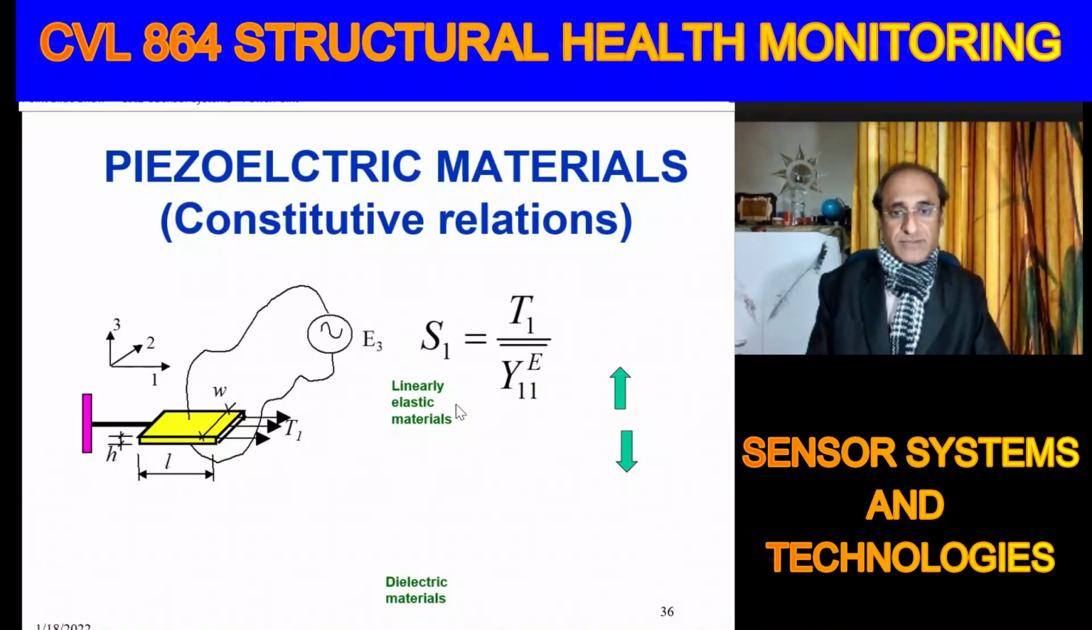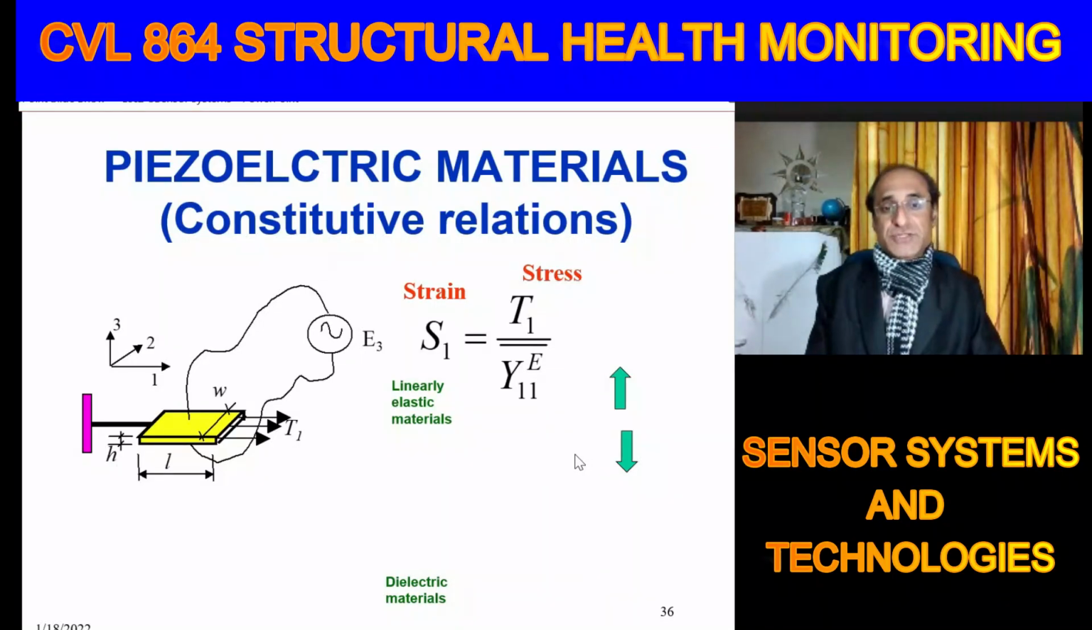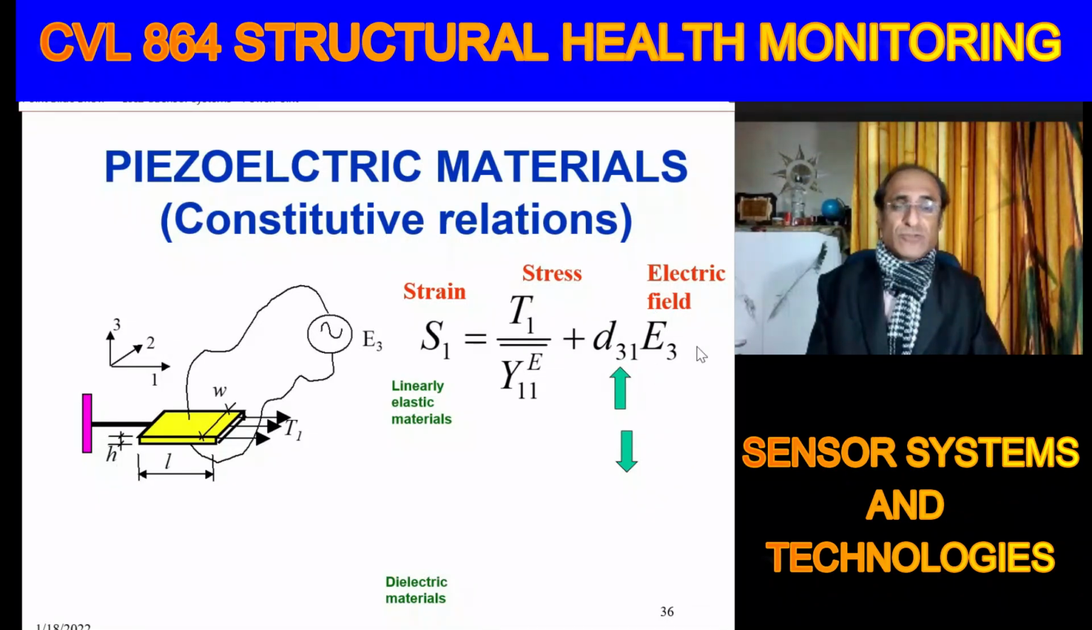So we have this strain, but because it is a piezoelectric patch, a piezoelectric material, the electric field will also give rise to some strain. That strain is additional. So we have the stress-induced strain and then the strain induced by the electric field, given by this expression. We multiply the electric field E3 by this parameter D31. What is D31? We'll define it.